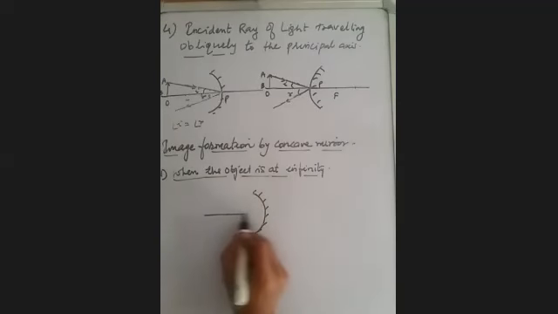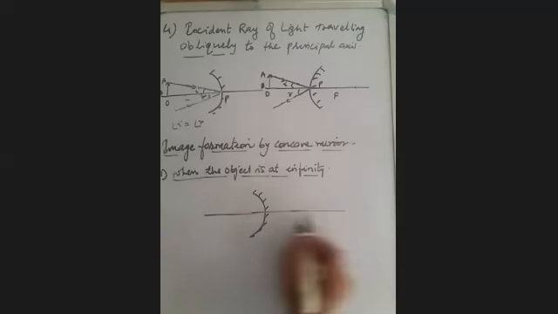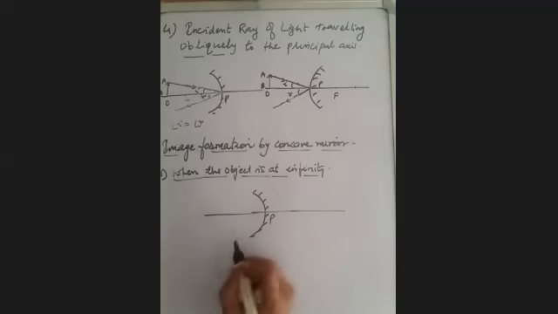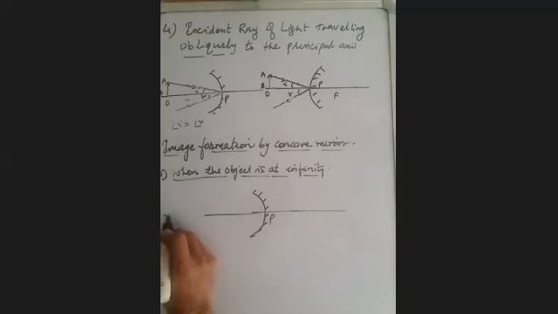This is the principal axis. So this is the pole. Now the object is very far away. So when the object is very far away, then the rays of light from the object are always parallel to the principal axis. Suppose it's an object which is very far away. So the rays of light will be parallel to the principal axis.